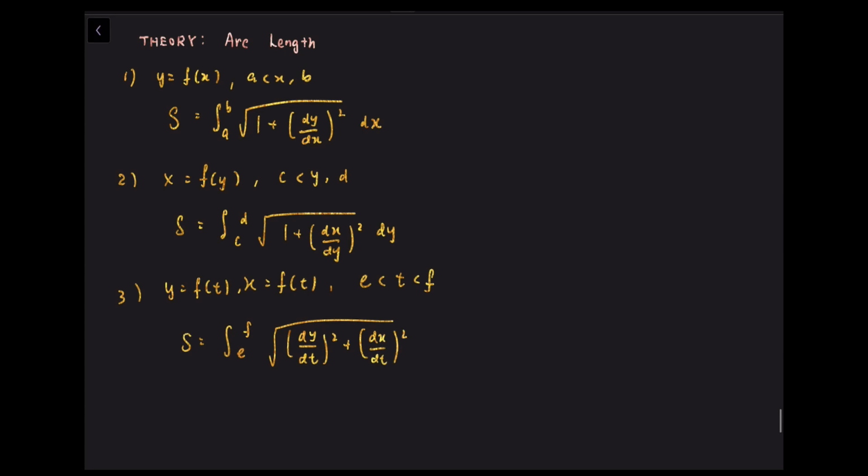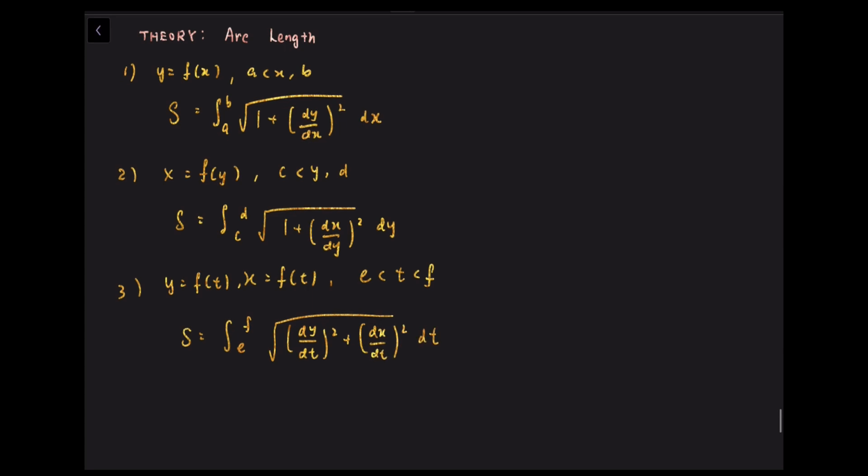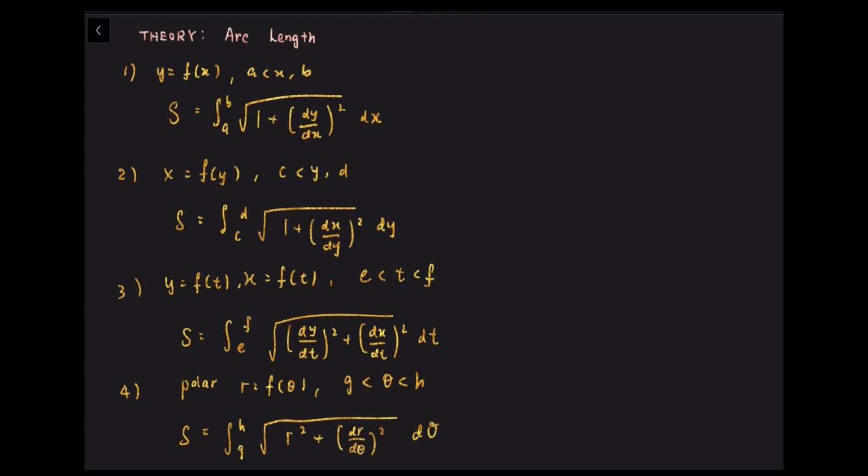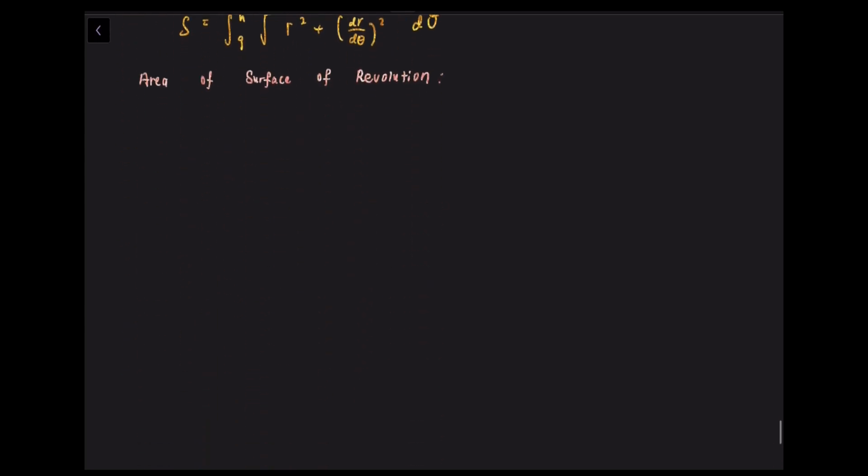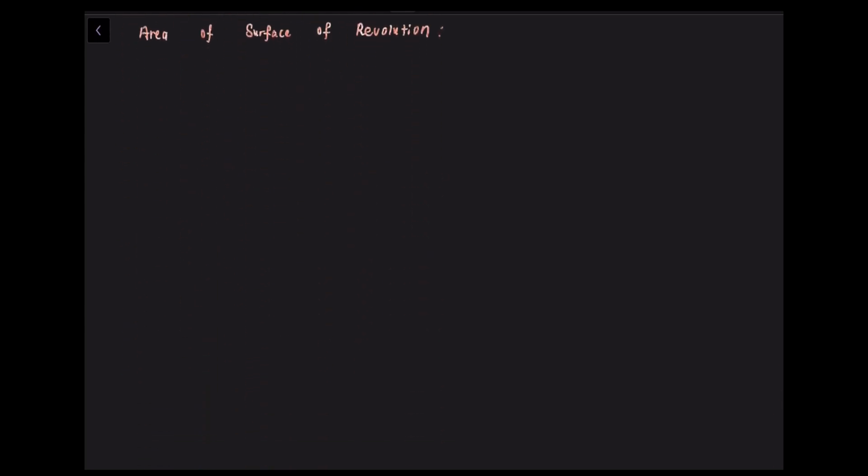And finally, the fourth one is for the polar function defined by r equals f(theta), where theta is between g and h. So in this case, s equals integrate from g to h the square root of r squared plus (dr/d theta) squared d theta. So you just have to memorize all of these formulas.